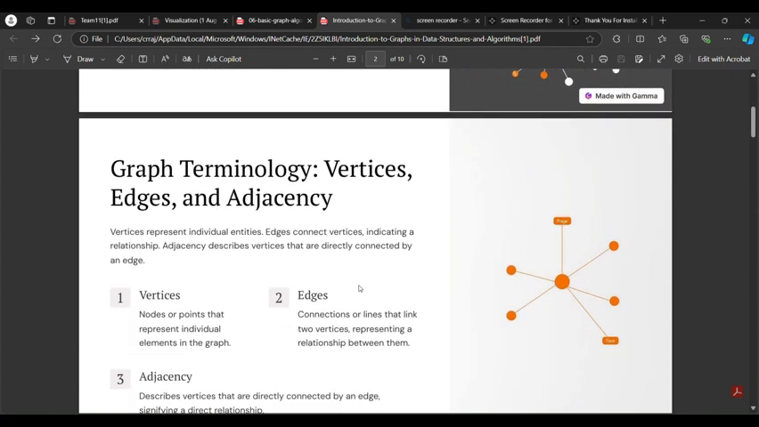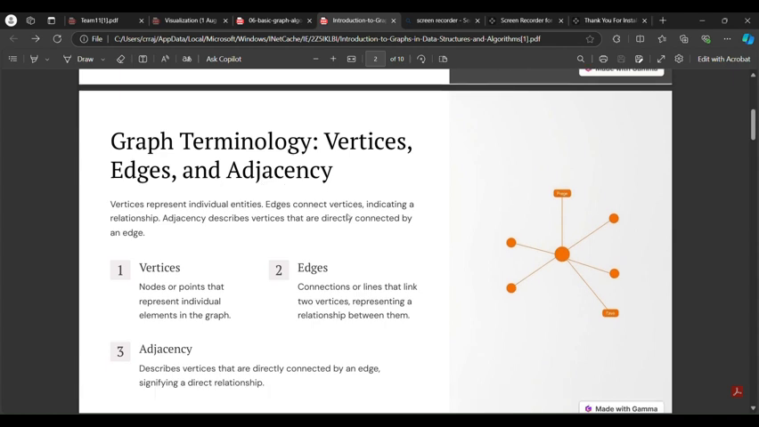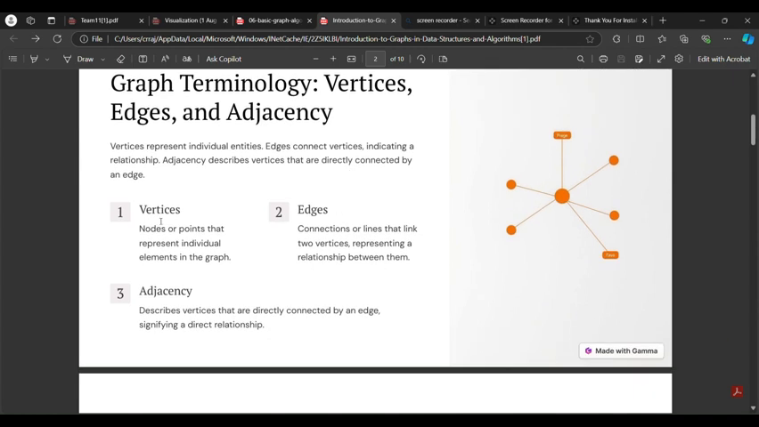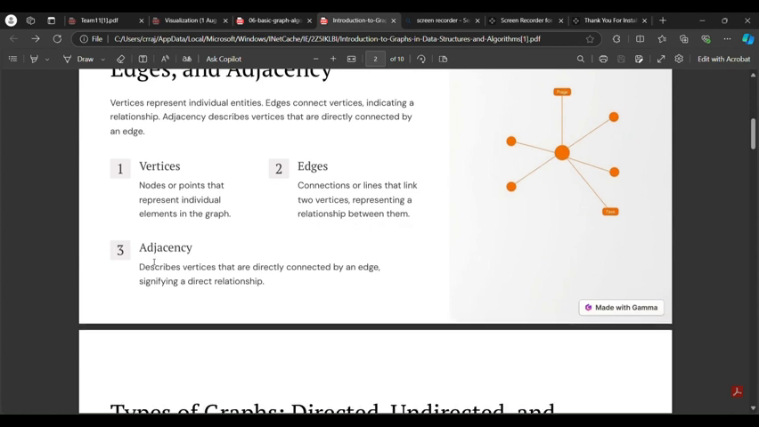Vertices are nodes or points that represent the individual elements in the graph. Edges are connections or lines that link vertices, representing a relationship between them. Adjacency describes vertices that are directly connected by edges, signifying a direct relationship. Types of graphs: directed, undirected, and weighted.